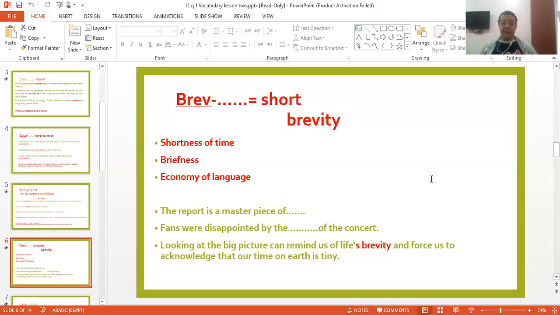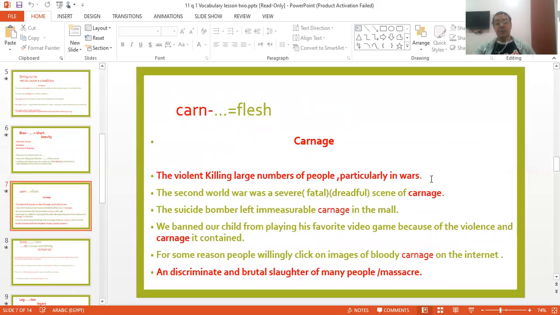Can you put it in a sentence? Looking at the big picture can remind us of life's brevity and force us to acknowledge that our time on earth is little or is short.